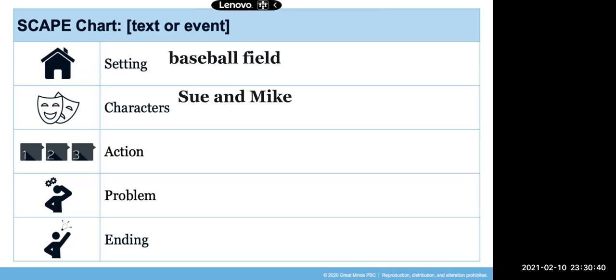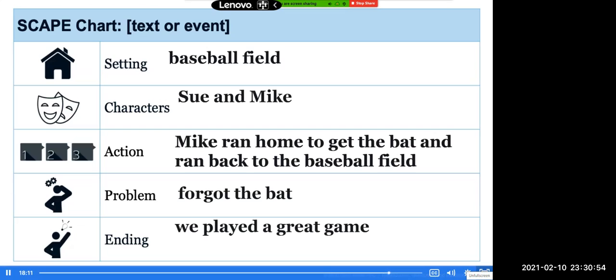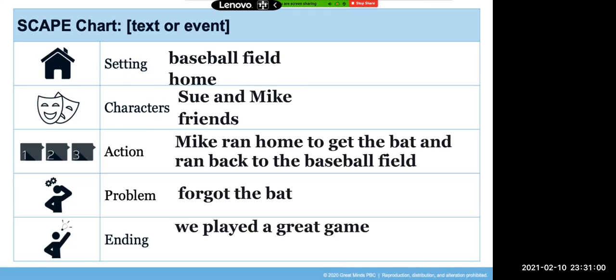We forgot the bat. My brother ran home to get the bat, and he ran back to the baseball field. That was the action that he took. We played a great game with our friends in the neighborhood, and then we went home and had some ice cream.